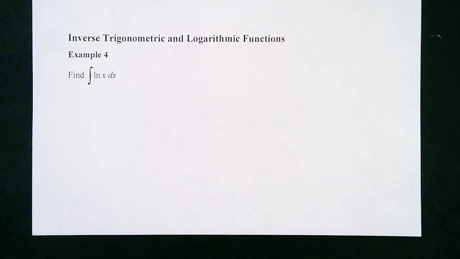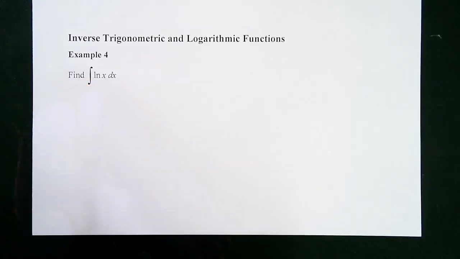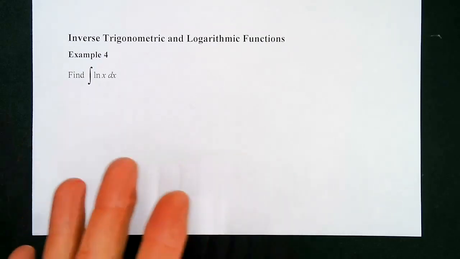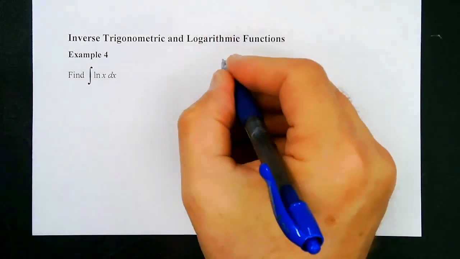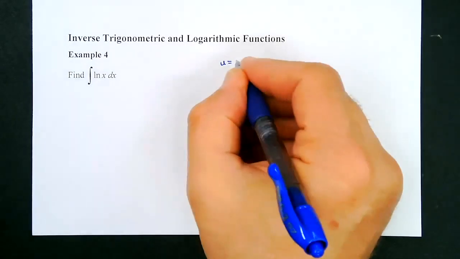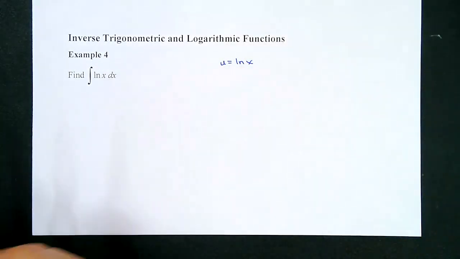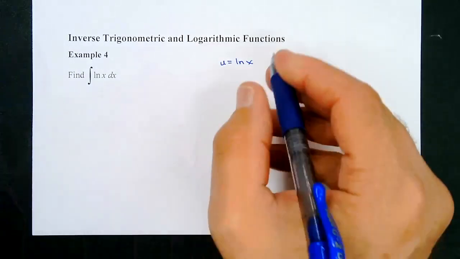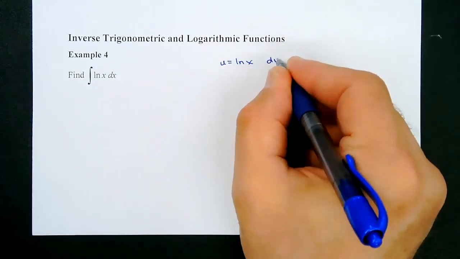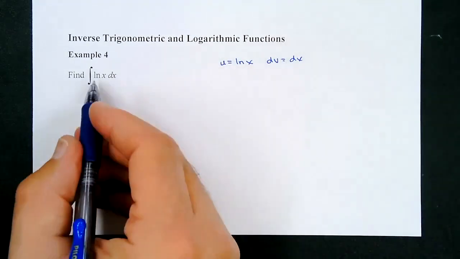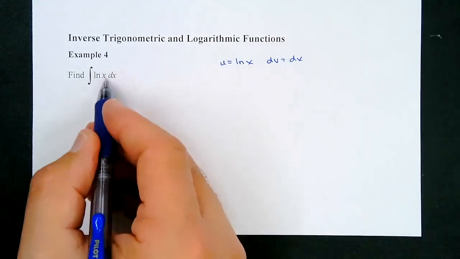So for this next one, we're going to look at inverse trigonometric and logarithmic functions. So here we're integrating a logarithm function. So if you follow LIPET, the L stands for logarithms. So we're going to let u equal ln of x because it's a logarithm, okay? And so what would we let dv be then? Well, dv would be just this dx. That's all that's left, right? If you use ln of x, then my dv would be dx.